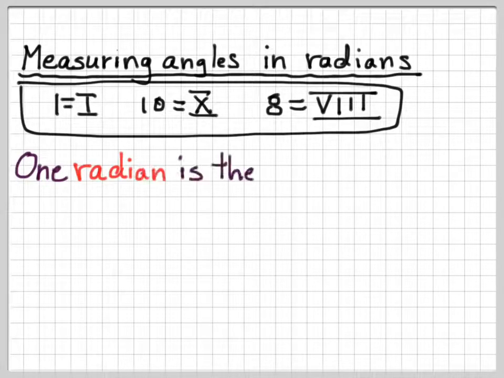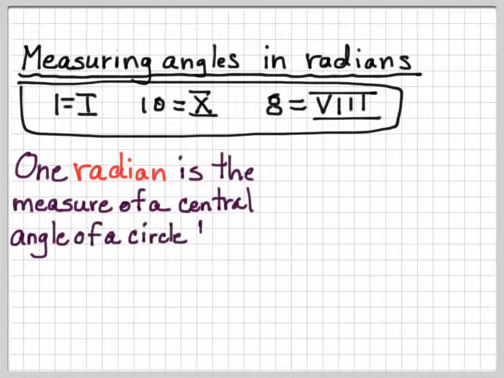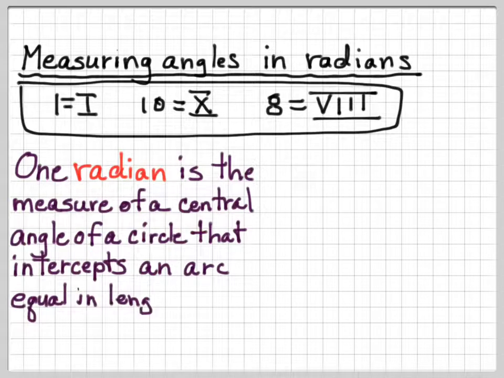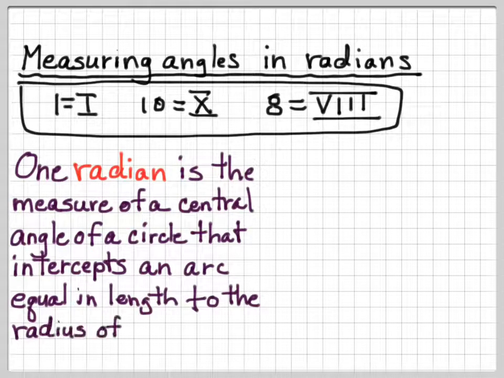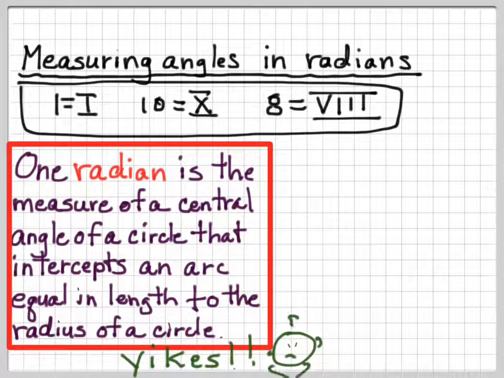This is a long, rather tedious definition, but we're going to go through it piece by piece. This is the formal definition of what a radian is. 1 radian is the measure of a central angle of a circle that intercepts an arc equal in length to the radius of the circle. Yikes, that is a mouthful.